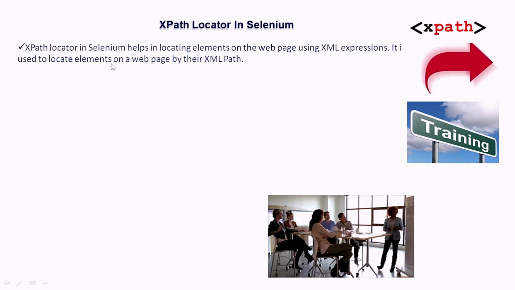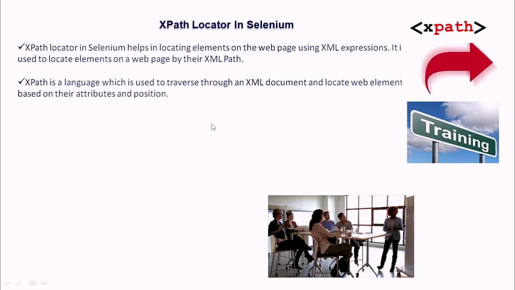It is used to locate an element on a web page by its XML path. XPath locator is not directly present in the web browser. We need to derive the XPath locator by using the other locators that are available on the web page. We have already discussed which locators are present directly in the web browser and which are not. Basically, XPath is a language which is used to traverse through an XML document.